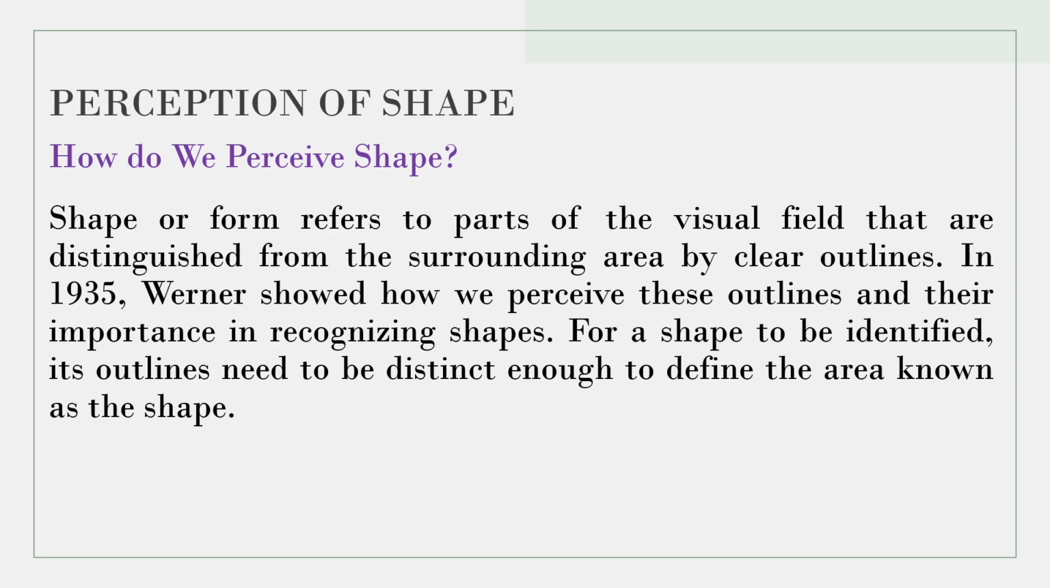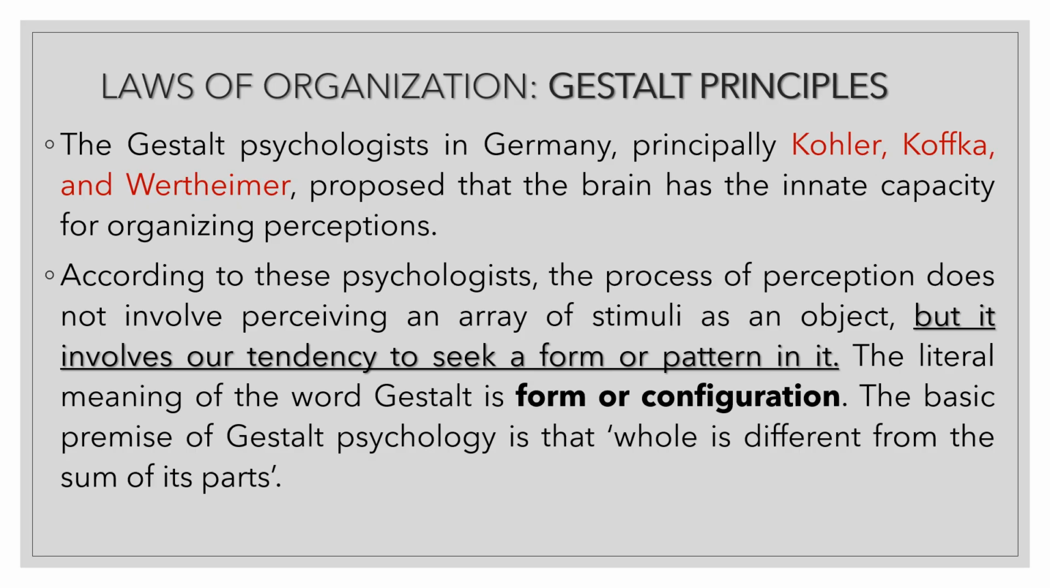So how do we answer this question? By the Gestalt principles or laws of organization. Gestalt psychologists in Germany, principally Kohler, Koffka and Wertheimer, proposed that the brain has an innate capacity for organizing perceptions. Gestalt basically means form or configuration or structure.